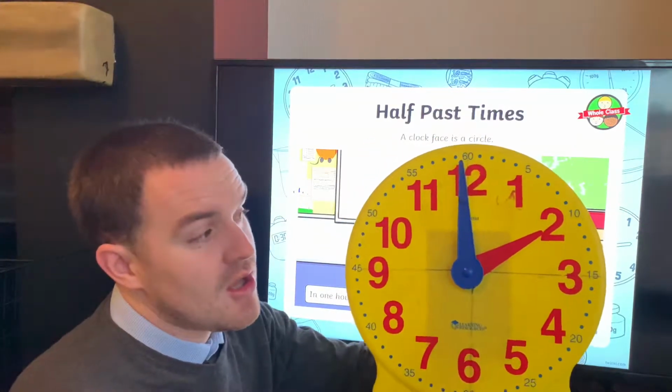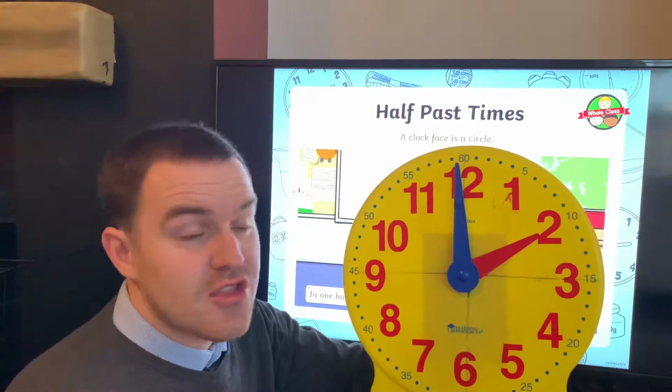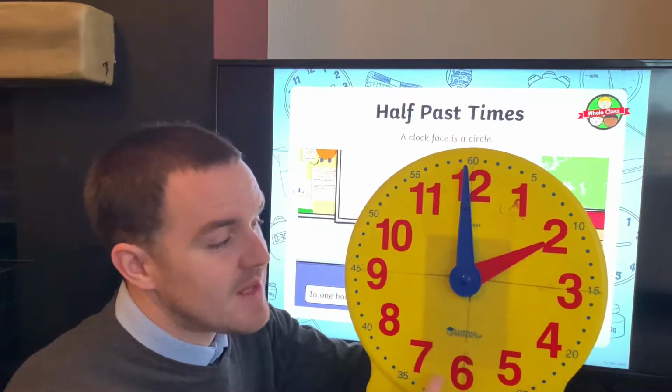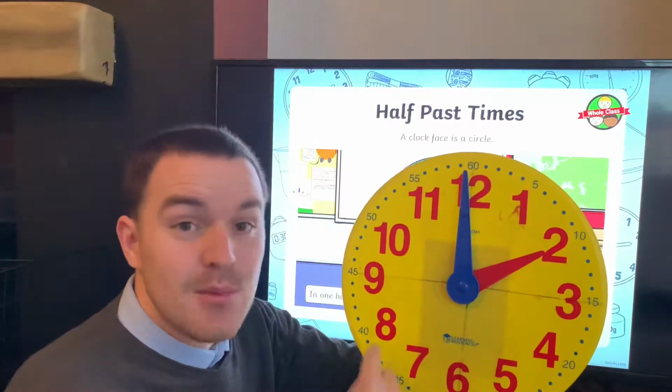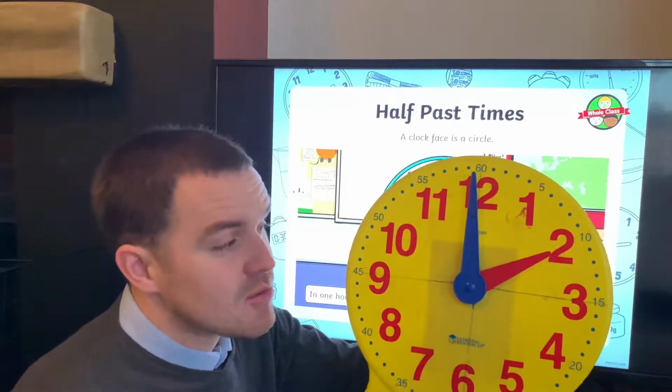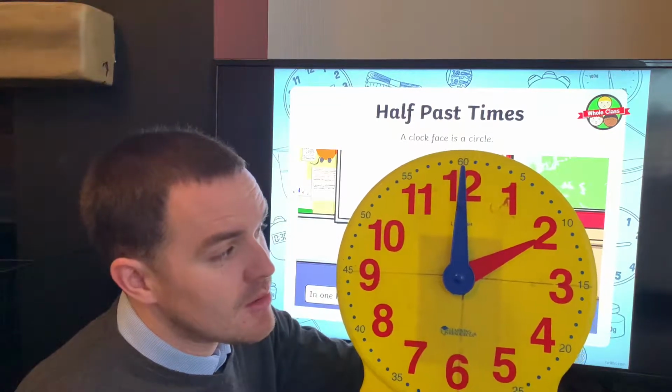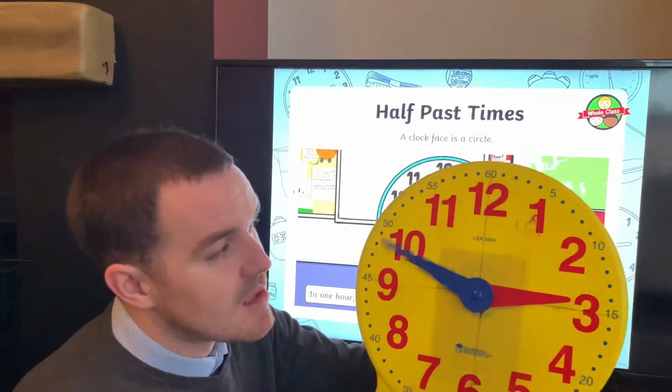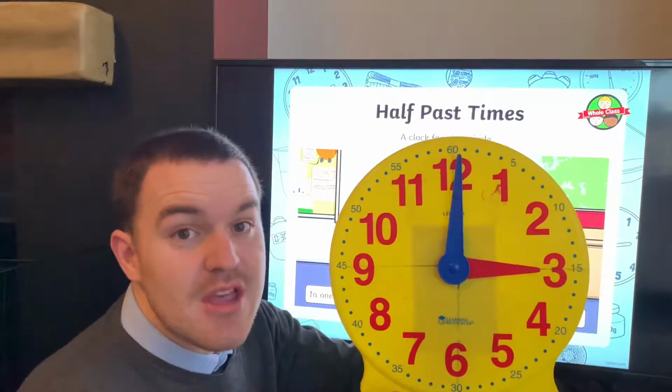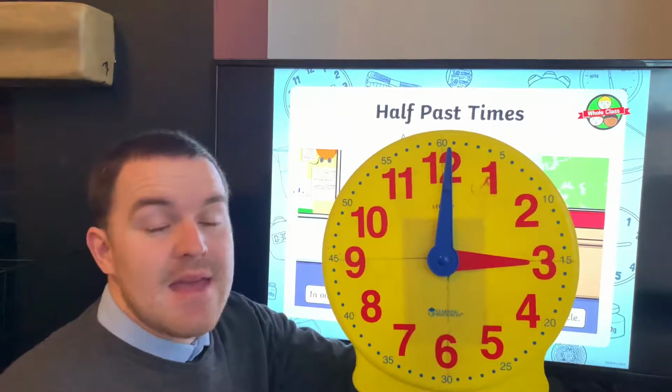2 o'clock. Now, if I want to move this clock onto 3 o'clock, I do one full spin of my minute hand around the clock, and that'll be 60 minutes, 1 hour. So watch when I do that. When I spin my blue one, 60 minutes, 1 hour, it takes me to 3 o'clock. So everyone have a go now.